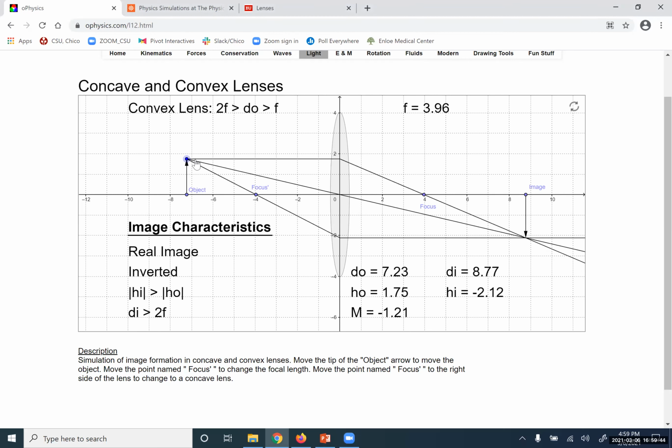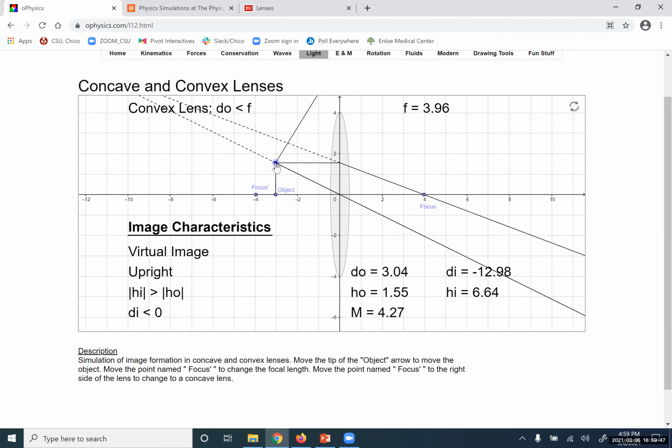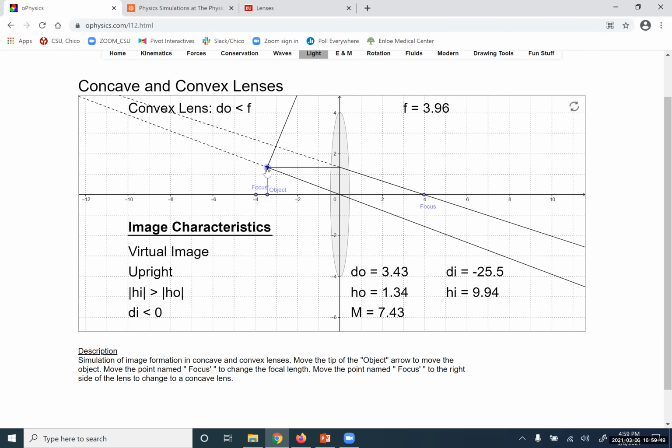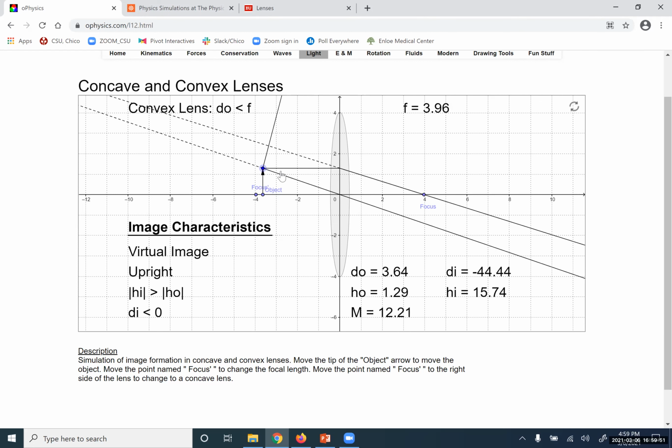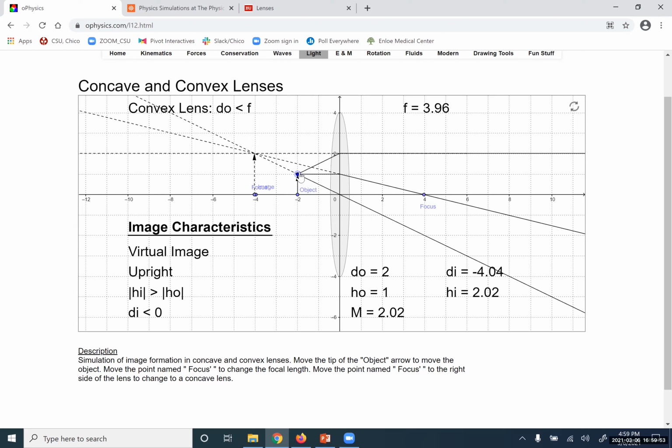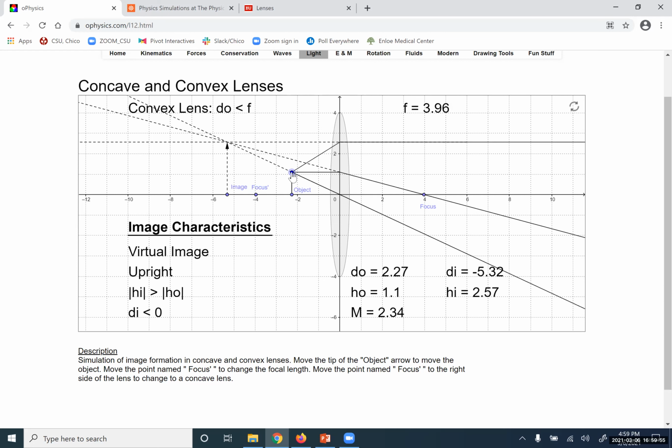Let's try the other option. Say now the object is in between the focus and the optical center. This is the scenario. In this scenario, your focus is here, and the object is in between the focus and the optical center.